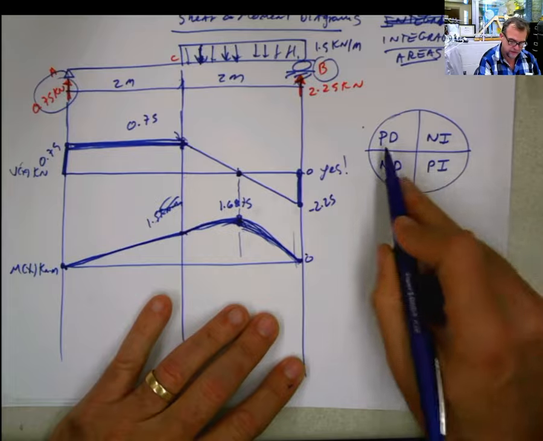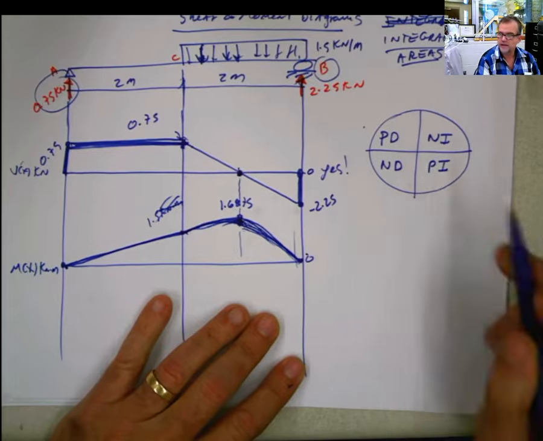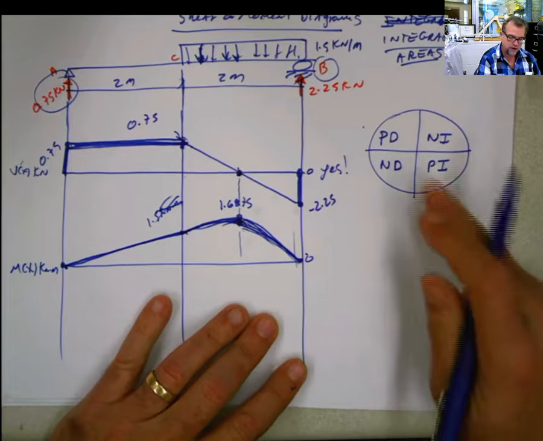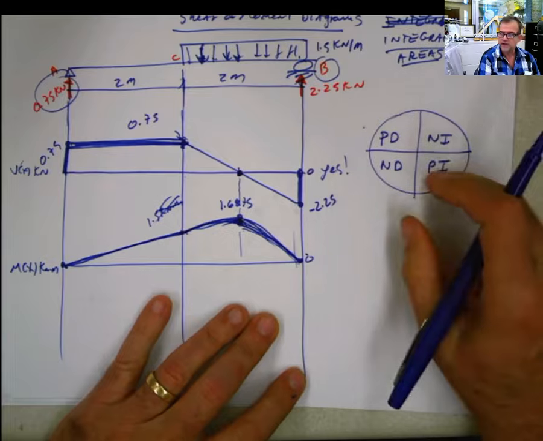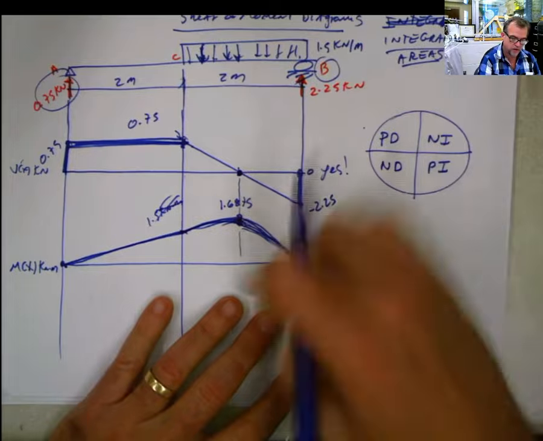Easy. Positive, negative, decreasing, increasing. That's what it means. Now, what is important about the circle? This circle basically is a study of the slope of these things.